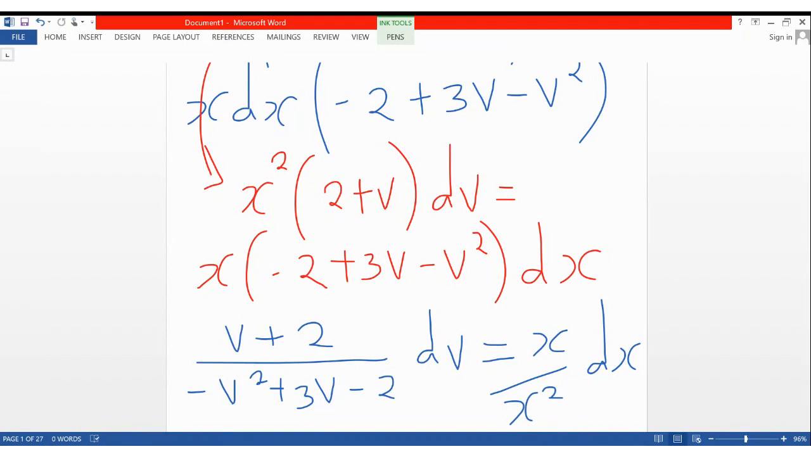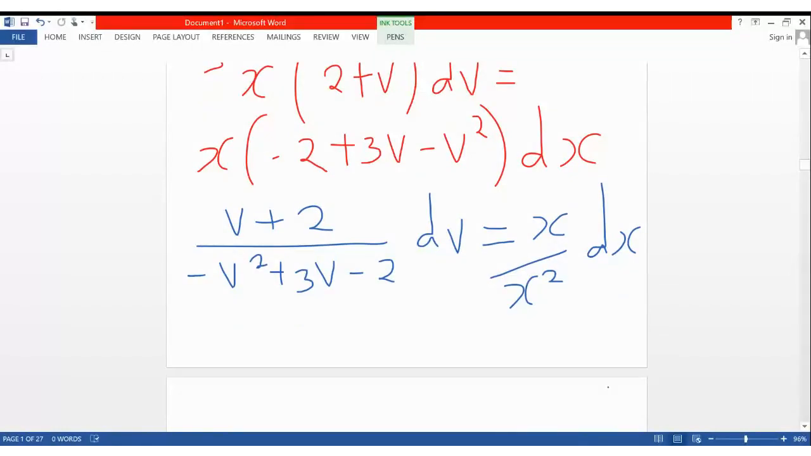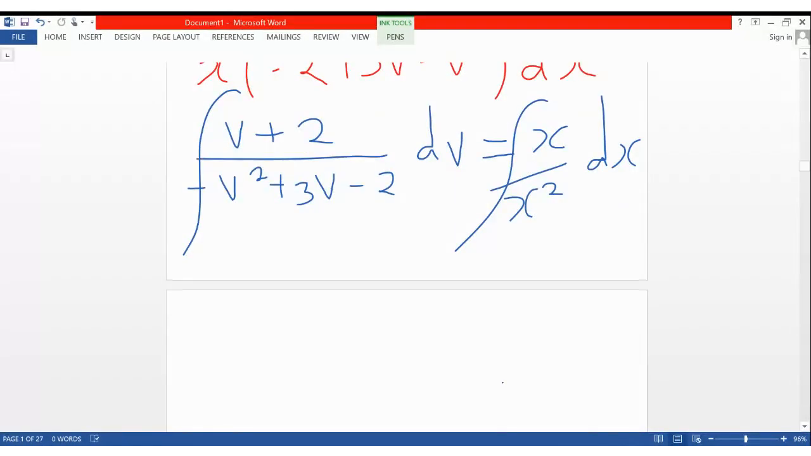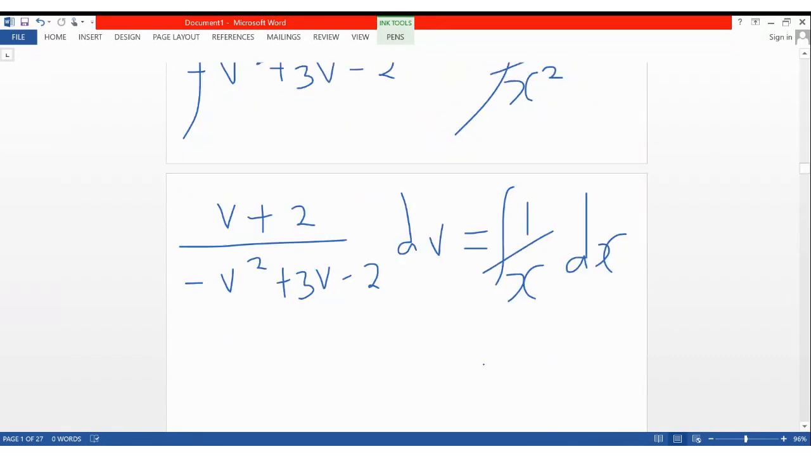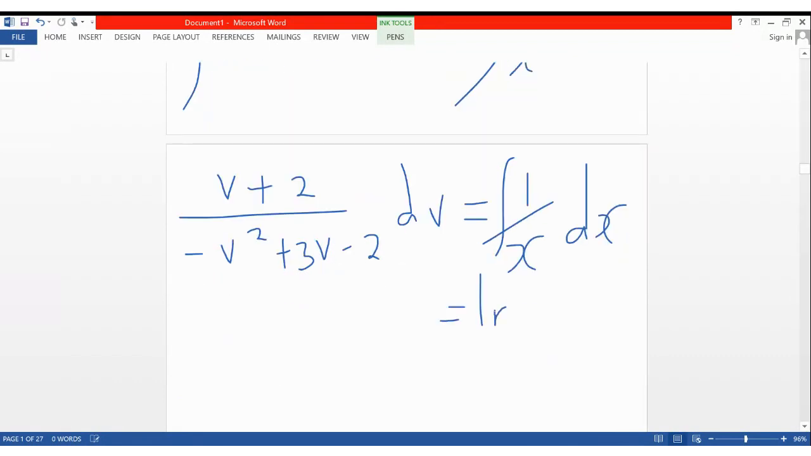Now, after you have done the separation of variables, we need to come and integrate both sides, because we have like terms together. So integrating, but before I integrate, let me first simplify. So I'll have v plus 2 all over negative v squared plus 3v minus 2 dv is equal to 1 over x dx. The right hand side is easy to integrate because you will get ln x plus c.